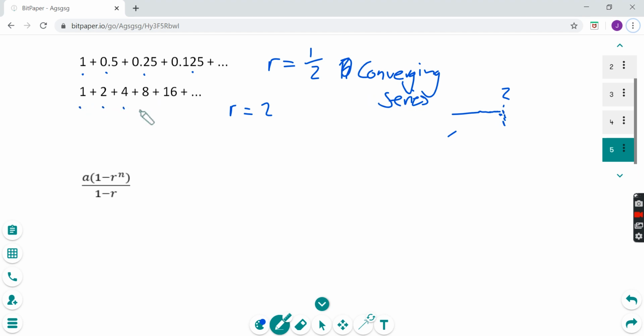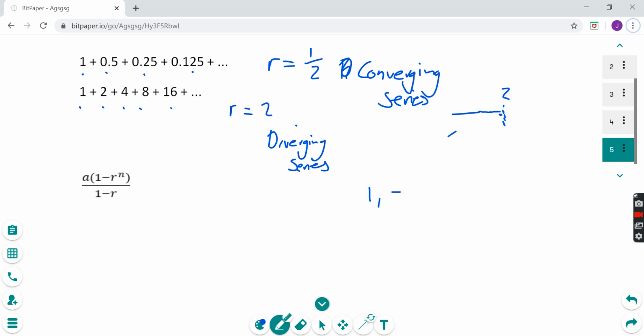Compare that to this one here, 1, 2, 4, 8, 16, 32, 64, etc. This is just going to diverge. So it's not zeroing in on a particular value. And we can do this with other ones as well. Let's make up another example.